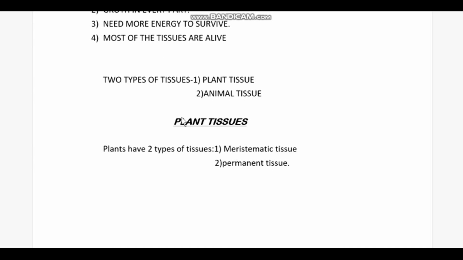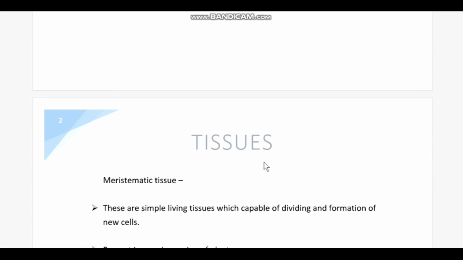There are two types of tissues: plant tissue and animal tissue. In plant tissue, there are two types. One is meristematic tissue and the other is permanent tissue.